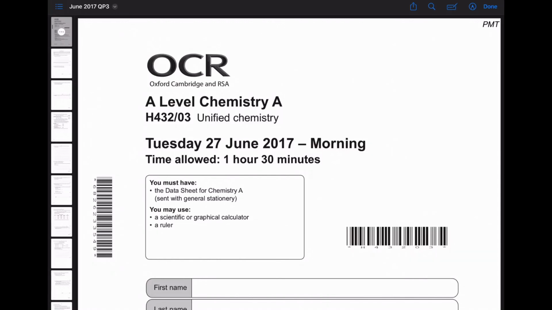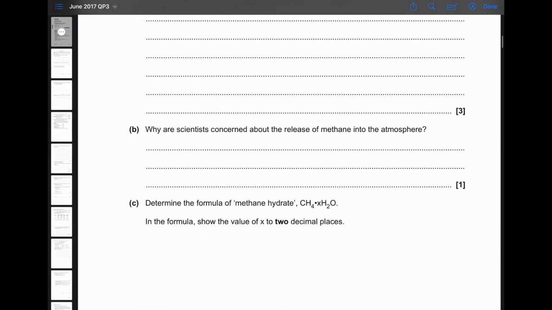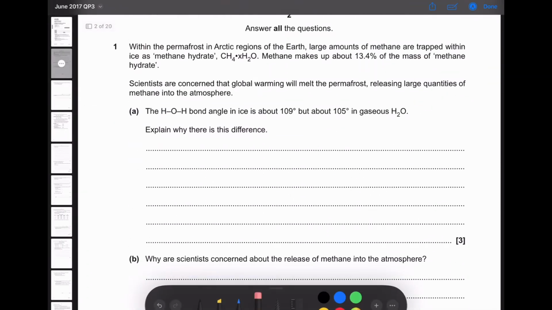OCR A-Level Chemistry, Paper 3 for 2017. There's no multiple choice for this one, so let's just get right on into it.